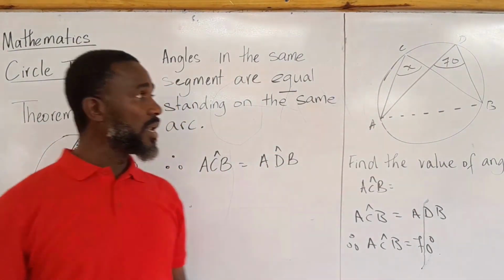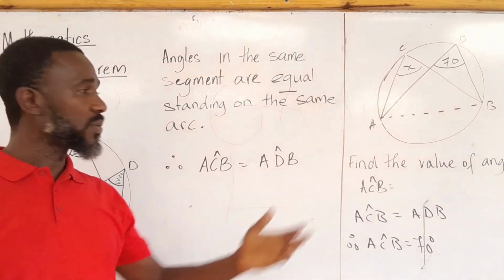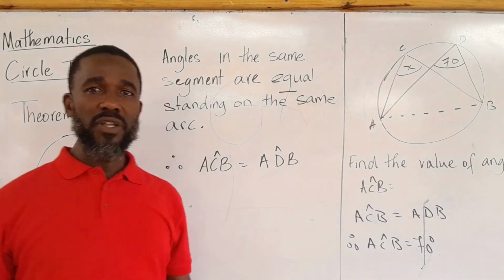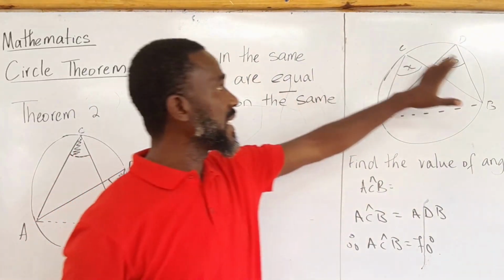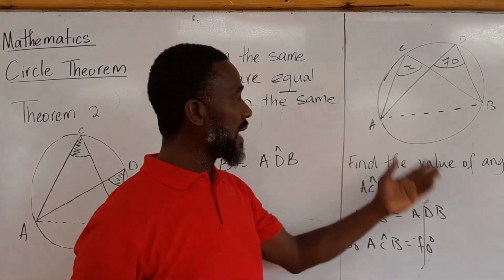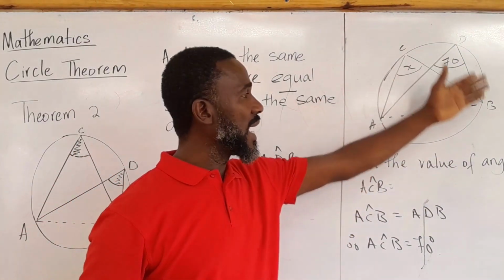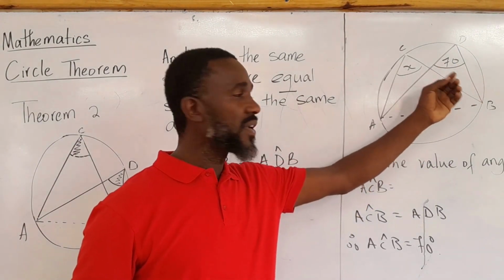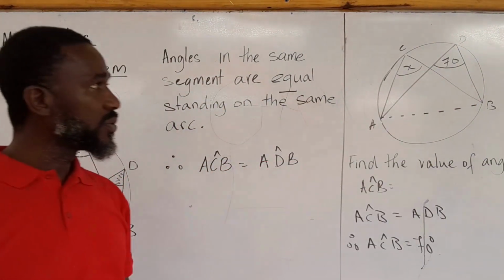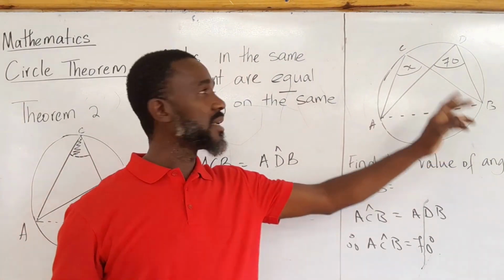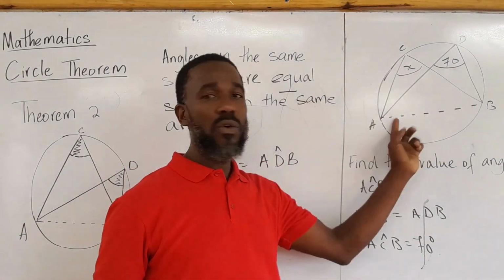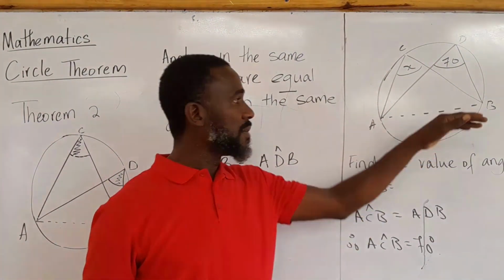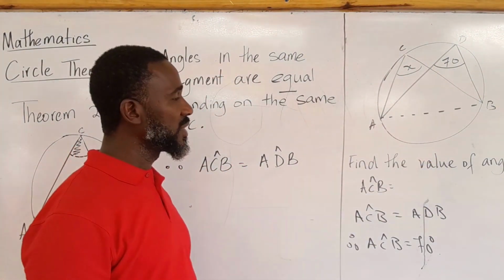Basically then, whenever we get these questions to do, it means that we have to look at the pattern and see what's happening. See if we have the same figure as we see, or we can identify any figure that looks like this. And once you see that, then you understand that angles in the same segment are equal, standing on the same arc. And how do we know that again?